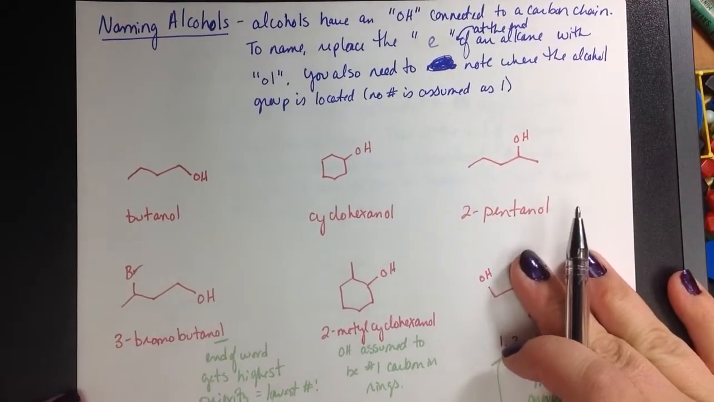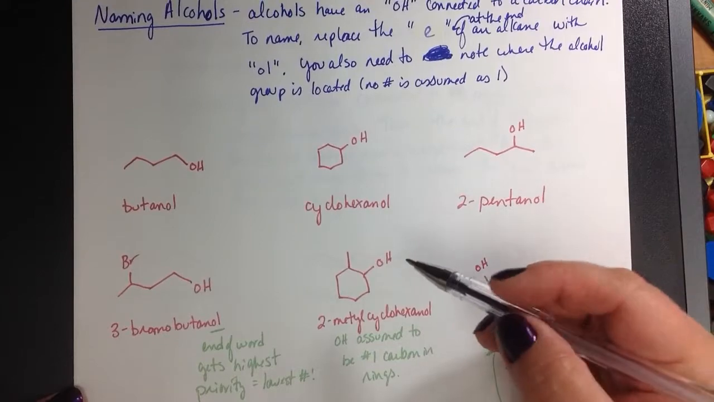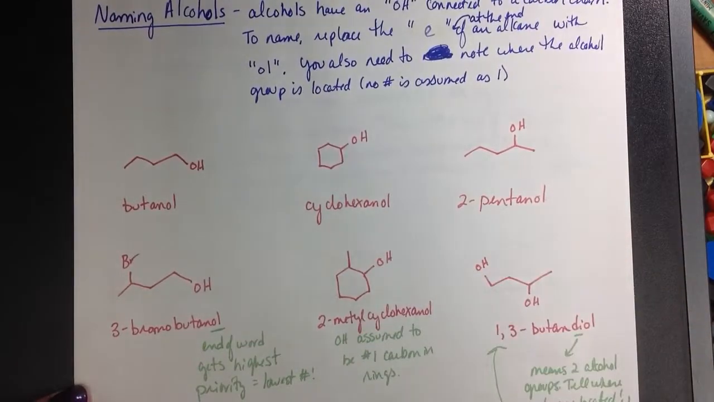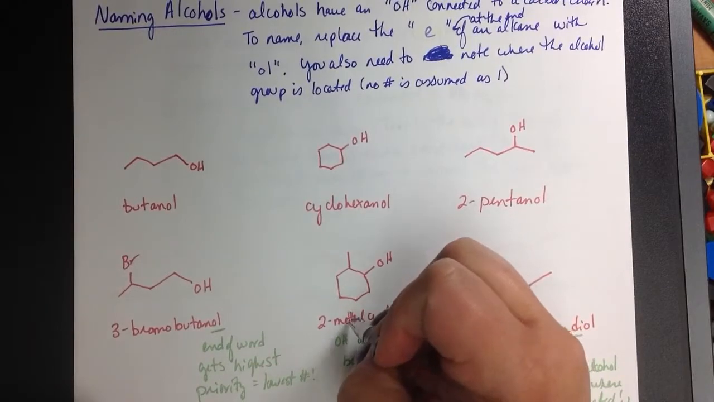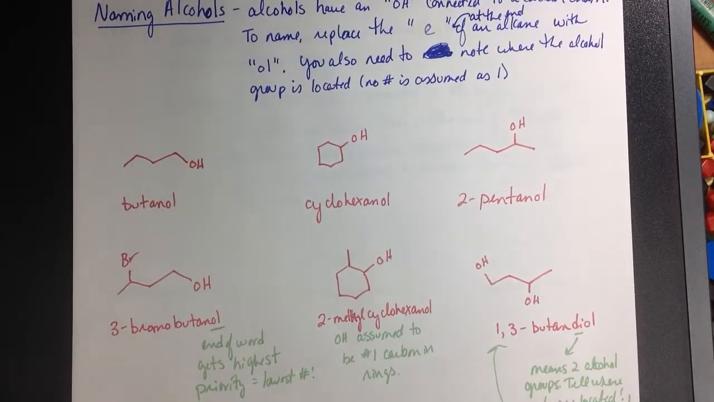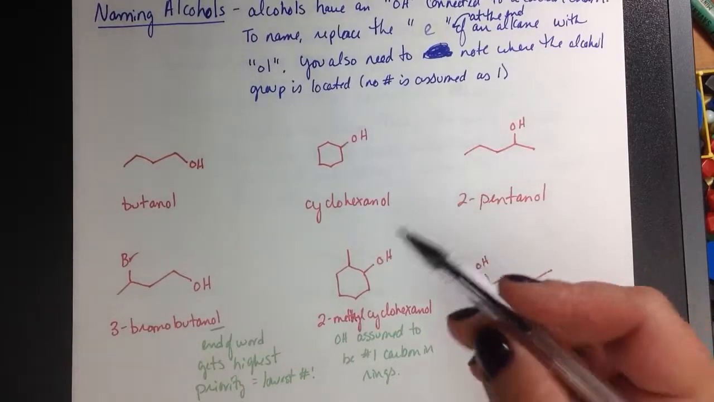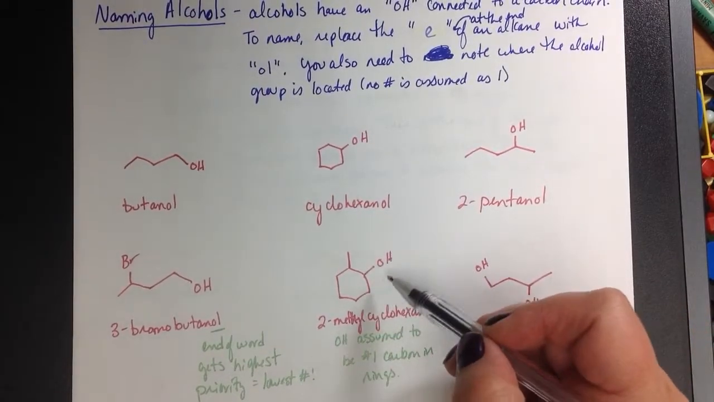Next we have 2, oops, I forgot an H there, 2-methyl, there we go, cyclohexanol. And the OH is again assumed to be number 1 in the ring.